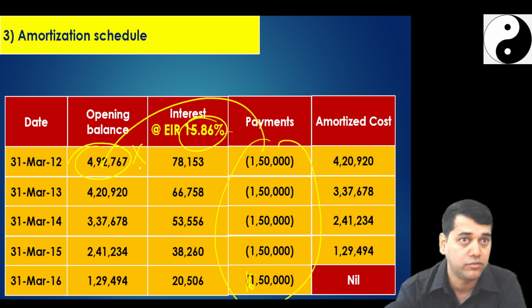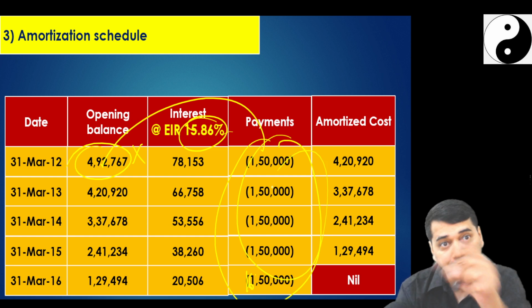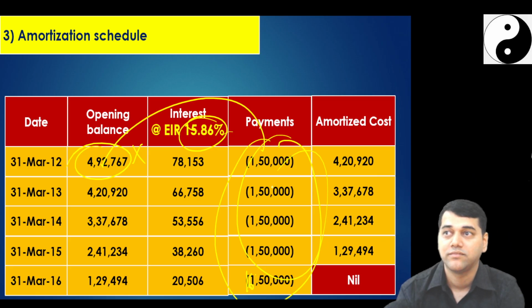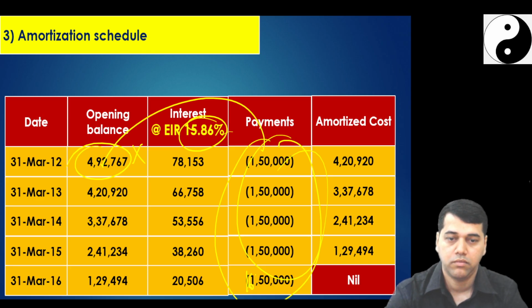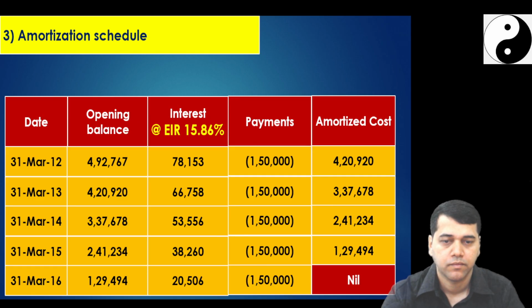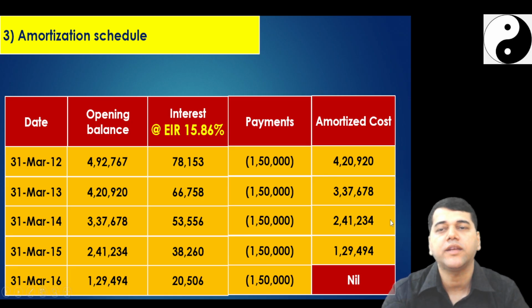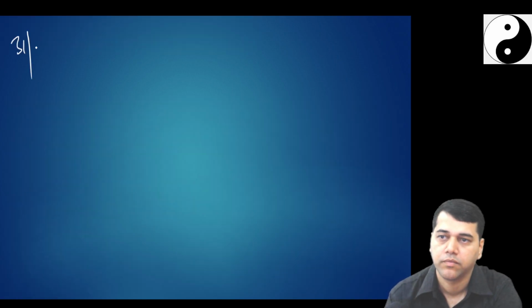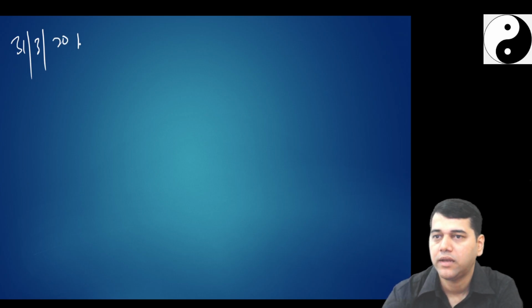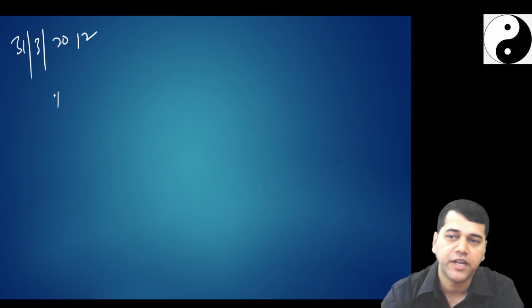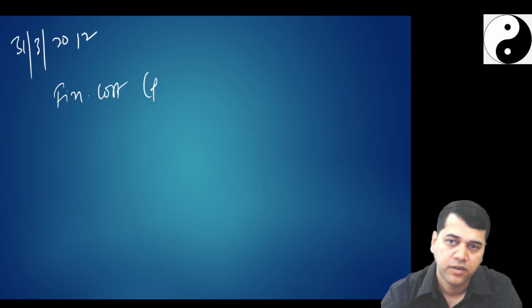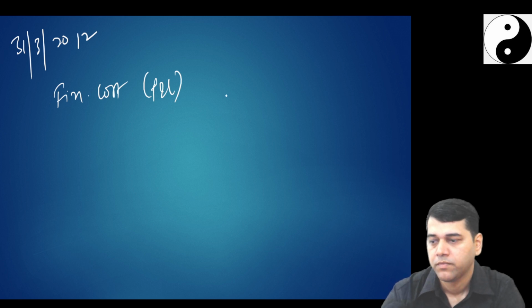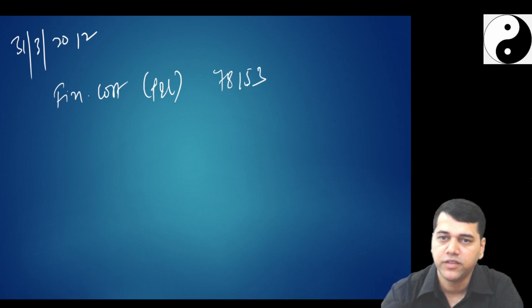But this is not the fair value. If you discount this at 15%, then you get the fair value. Very clear? Yes, students, you can pause the video and complete this. Okay, so let us pass the journal entry now. On when? 31st March 2012. So my accounting entry will be finance cost account debit, which I'll take to P&L account. How much? 78,153.